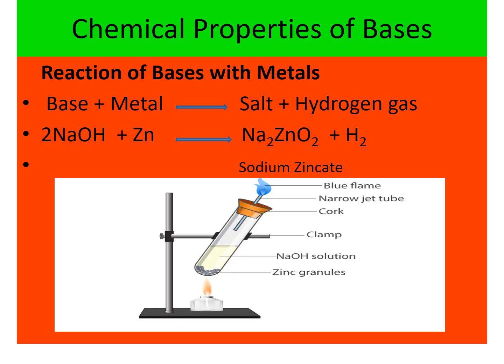Here the bases react with metals in the same manner as the acids are reacting with the metals to form salt and hydrogen gas. Bases also react with the metals to form the salt and hydrogen gas. But the nature of the salt here is somewhat different. In this case, the salt which is formed is somewhat complex. It is not simple as it was in the case of the acid.